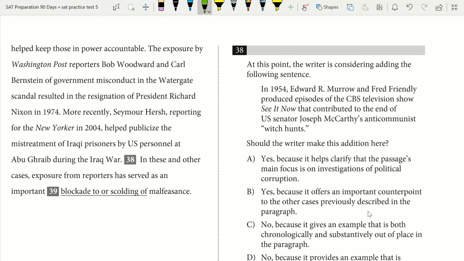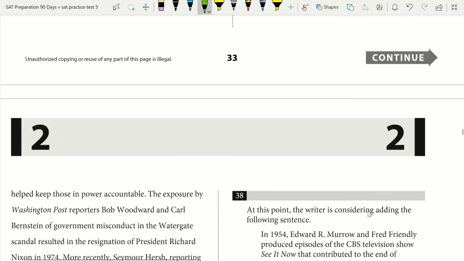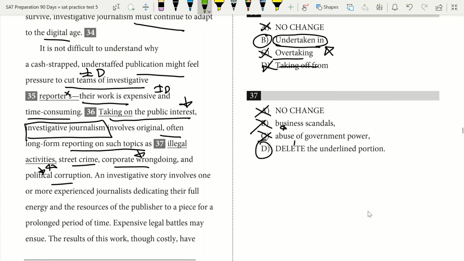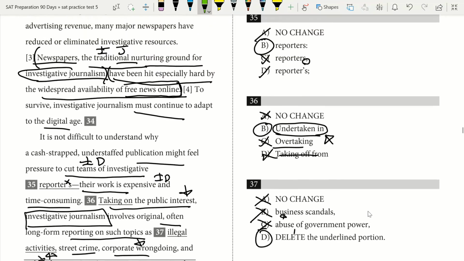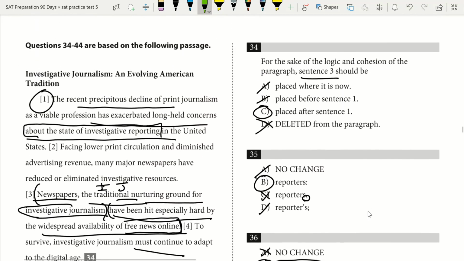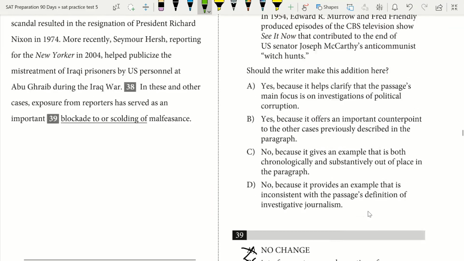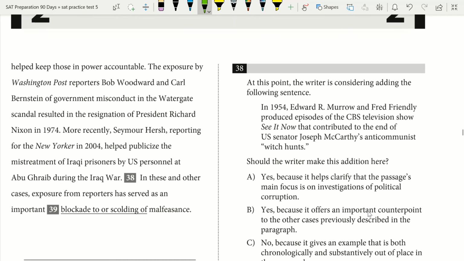So this is a passage talking about, I believe, work being inexpensive. Okay, so this one's the investigative journalism passage. So let's talk about investigative journalism. It talks about a little bit of its history as well as how it's changing now in modern times with technology. So we're talking about question 38 here, so I'll go ahead and give you some context.